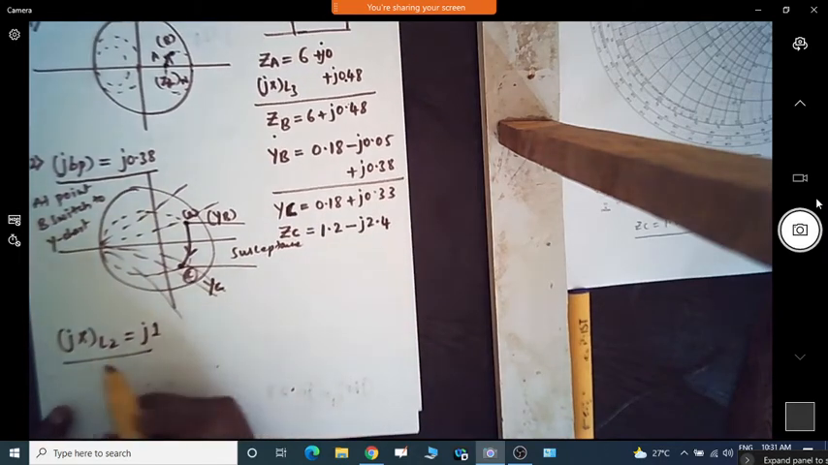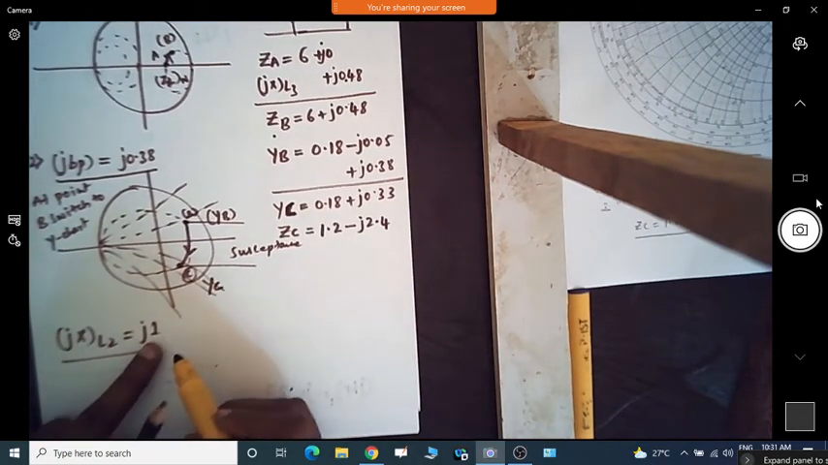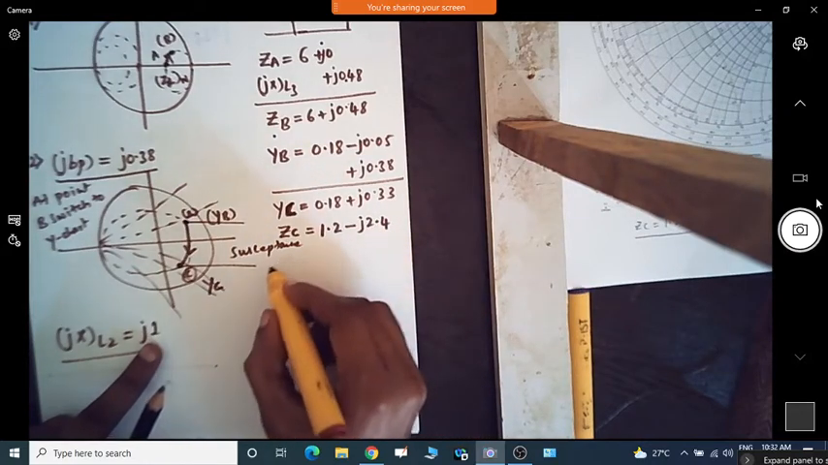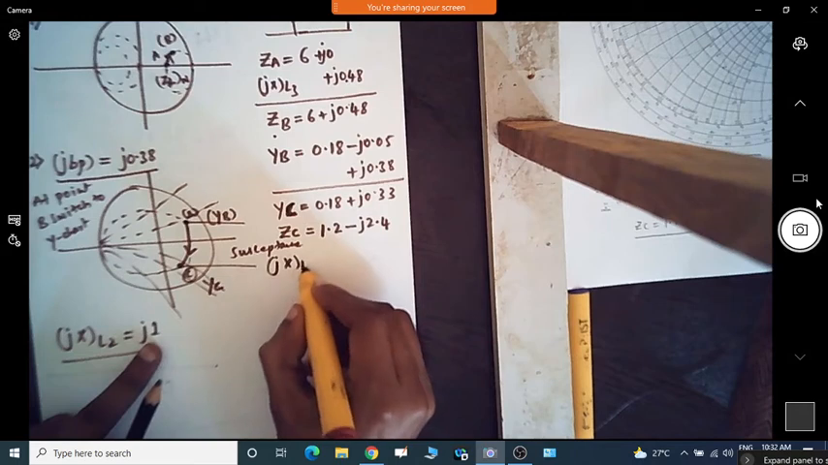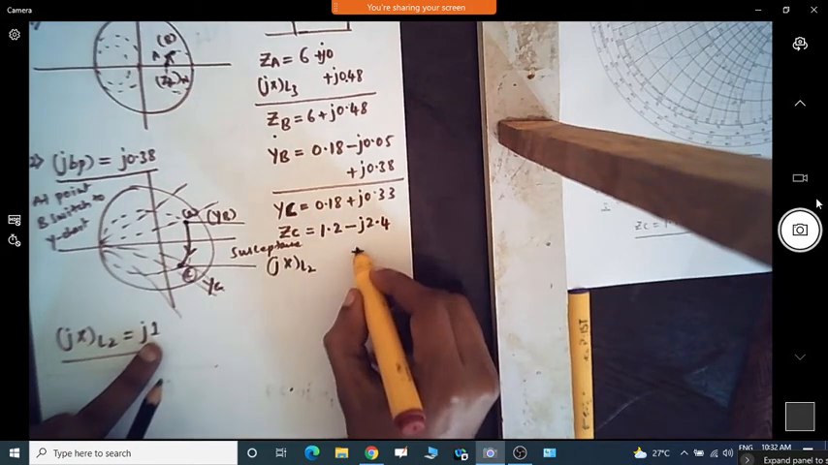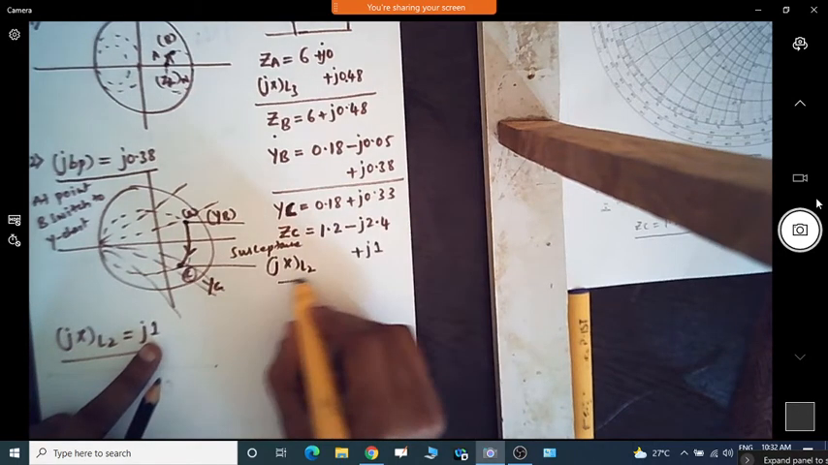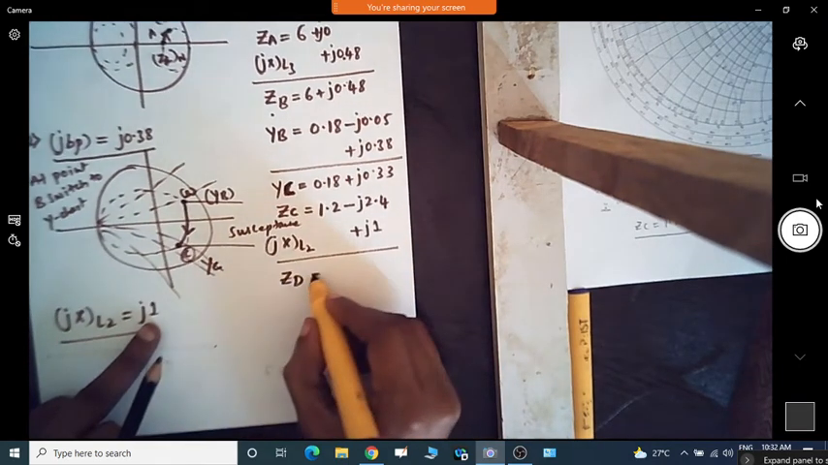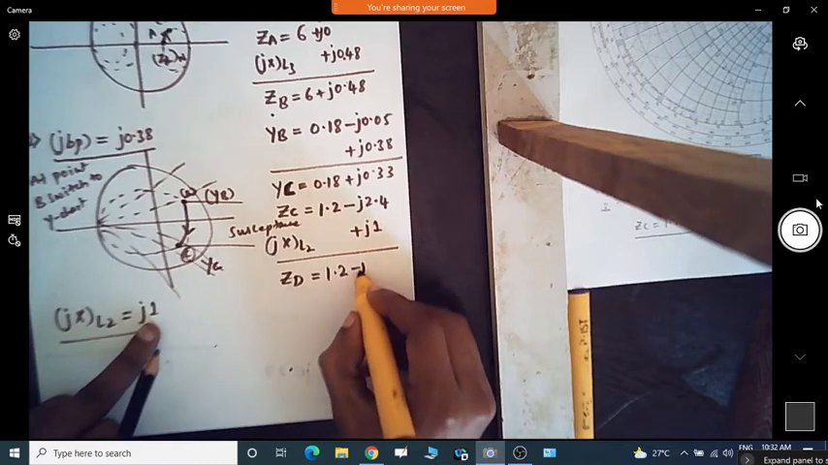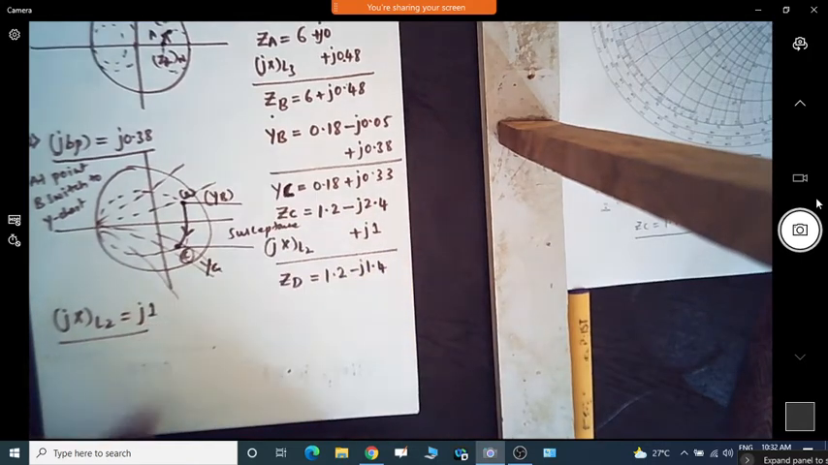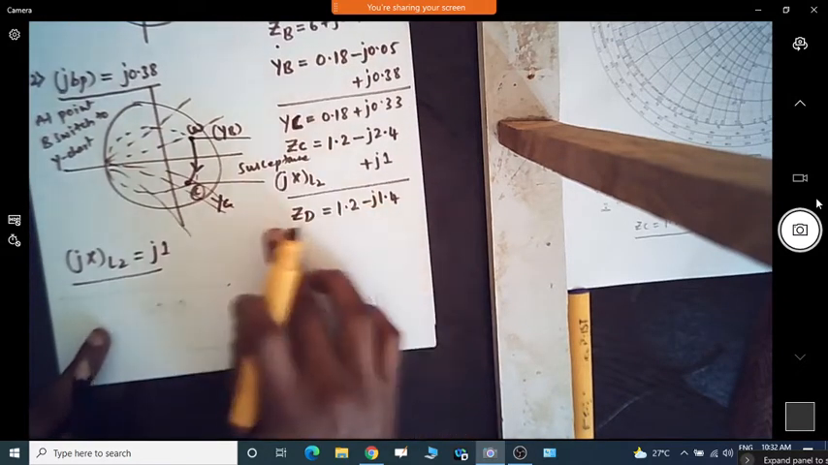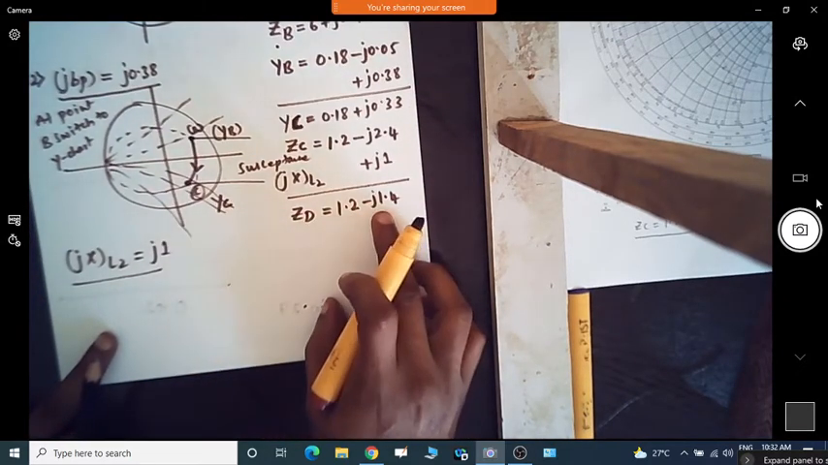Now we can add the reactance, because it is also a reactance. After adding jX of L2, that is plus j1, we get the new point, which we take as D, equal to 1.2 minus j1.4. After adding the reactance j1, we can locate the new value of impedance at point D, which is 1.2 minus j1.4.